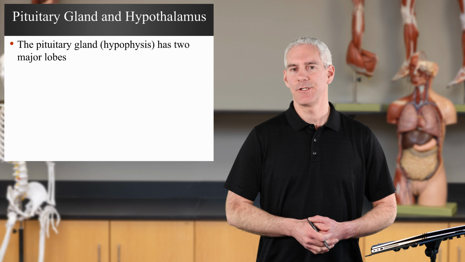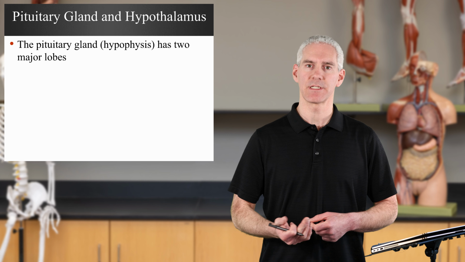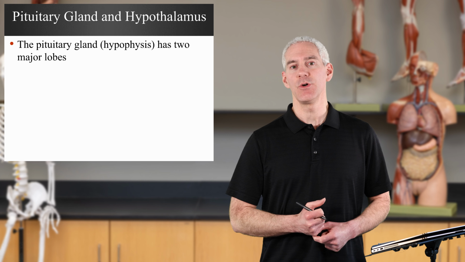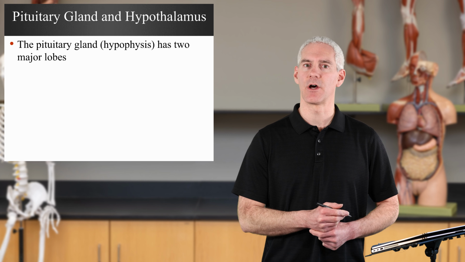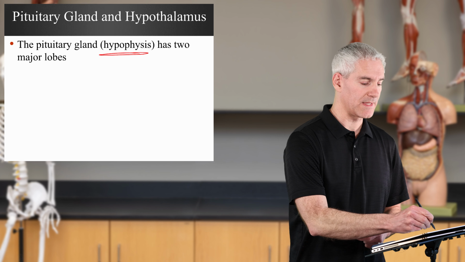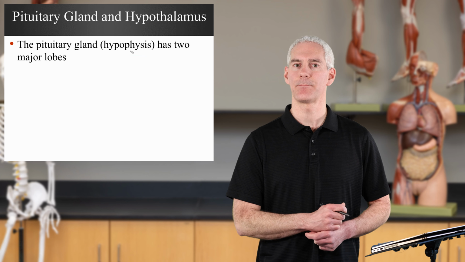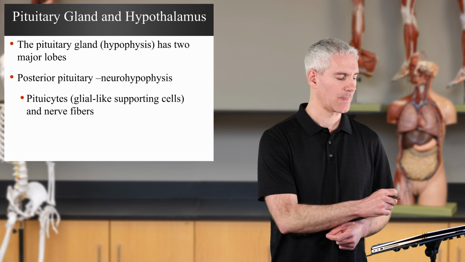The first of the endocrine glands that we'll look at in more detail is going to be the pituitary gland. Now, the pituitary gland can also be known as the hypophysis. The hypophysis, or the pituitary gland, is going to have an anterior and a posterior side to it.